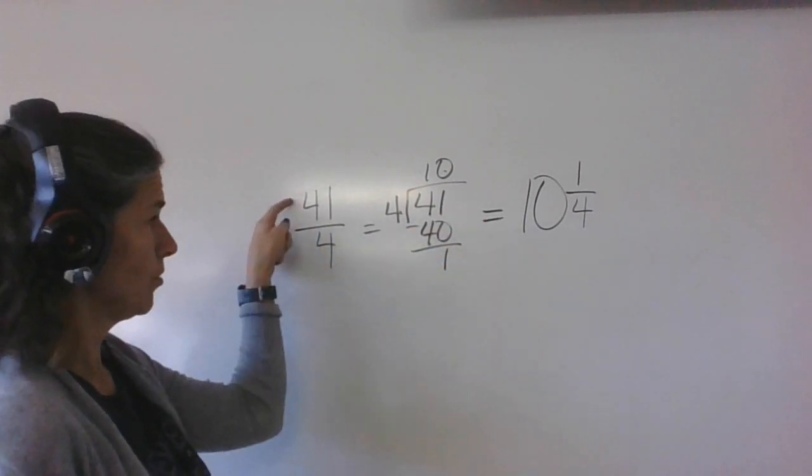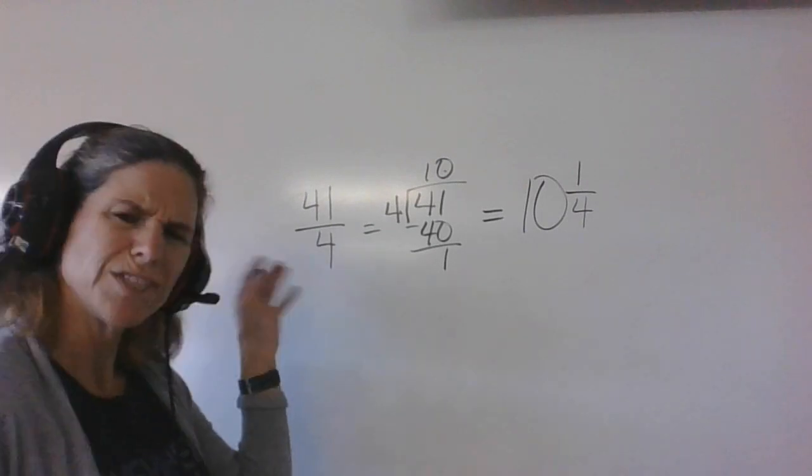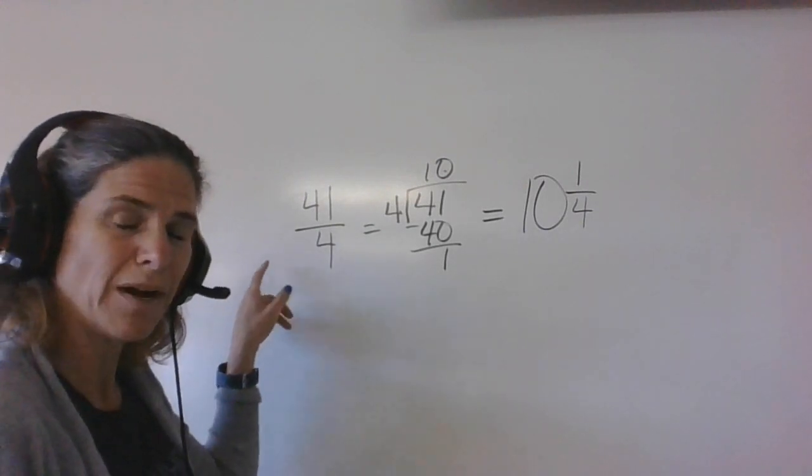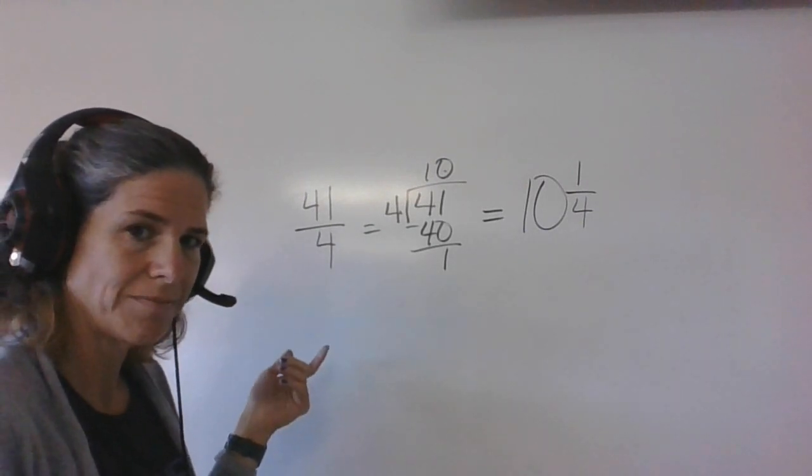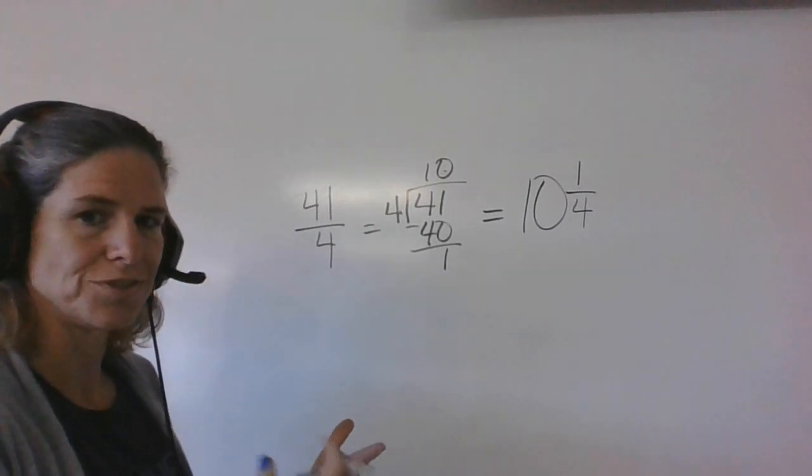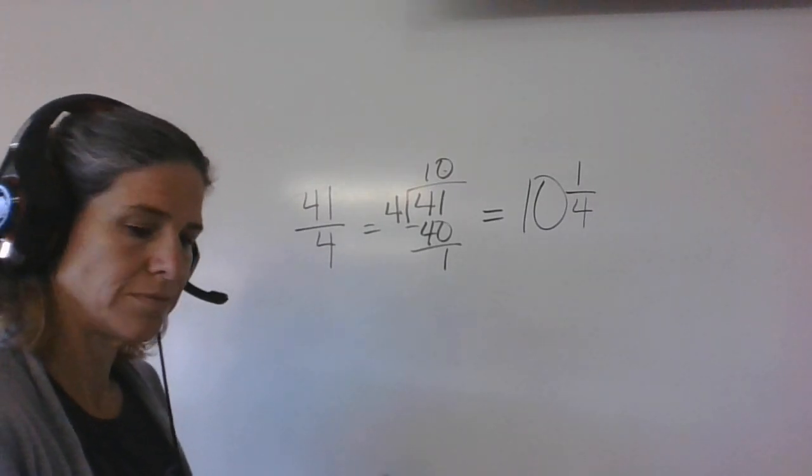That's how you go from an improper fraction to a mixed number. You divide the numerator by the denominator, which is really awesome because that fraction bar really means division anyway. So you're just doing what the fraction bar says to do.